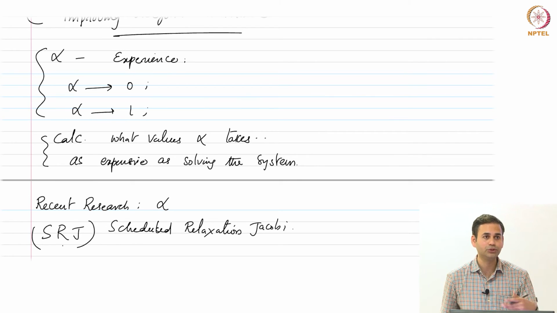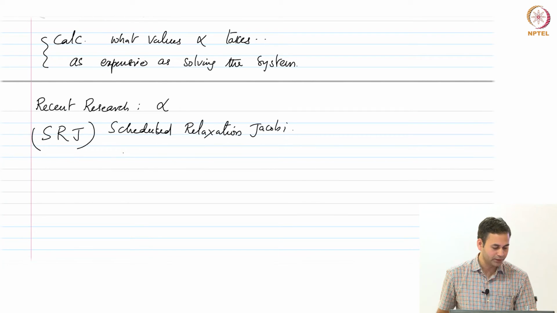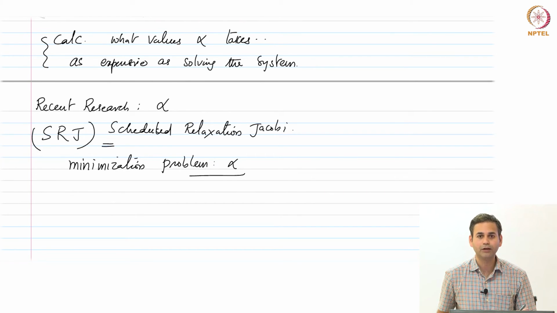You know, what are the values you should use as you go with iterations. This basically will come out if you go through the research papers that are there. If you look up scheduled relaxation Jacobi, you would get them. Essentially, it will basically become a minimization problem to calculate alpha. This was done in the past, and it was shown that if you pattern alpha in a certain sequence, then the scheduled relaxation Jacobi will converge much faster than Gauss-Seidel, SOR and things like that.